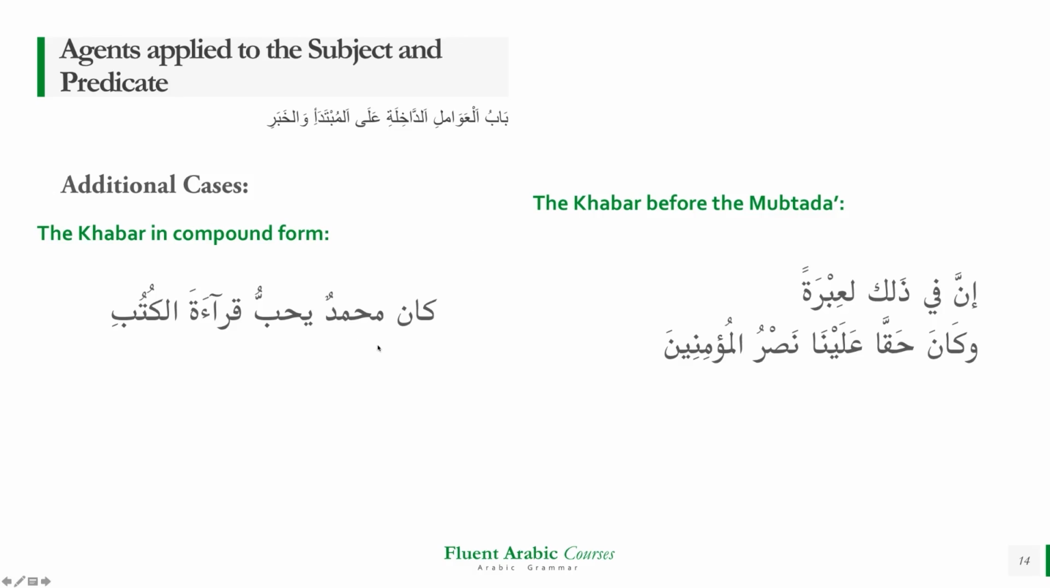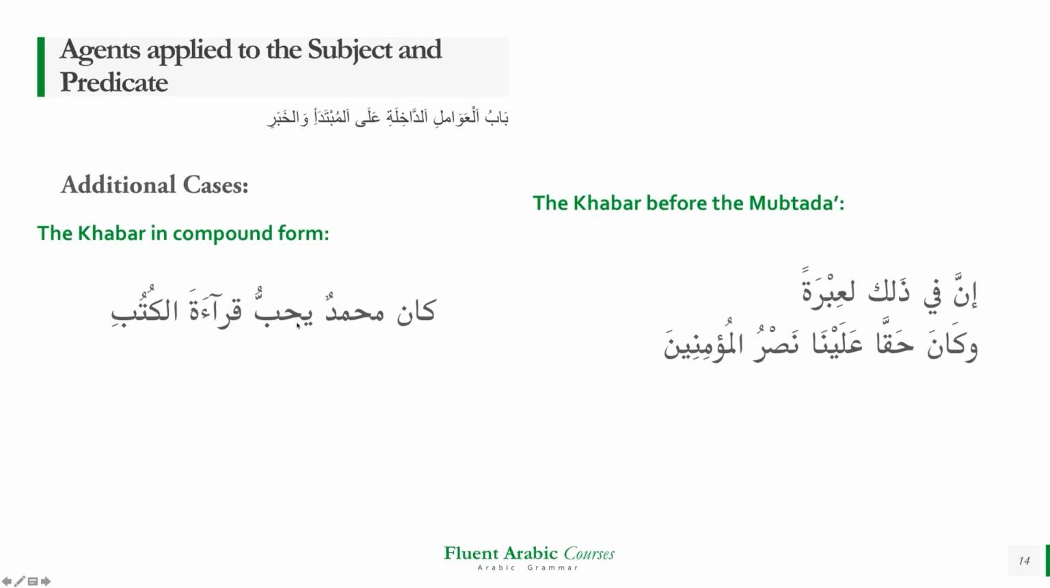Here what happens in the sentence is kana Muhammadun. Muhammad is the ism of kana, that much is clear. So what happens after the ism? يحب قراءة الكتب. In the place of one word as the khabar, we find an entire sentence. يحب قراءة الكتب. So here the khabar is in compound form. It is in the form of a sentence. So this entire sentence is the khabar.